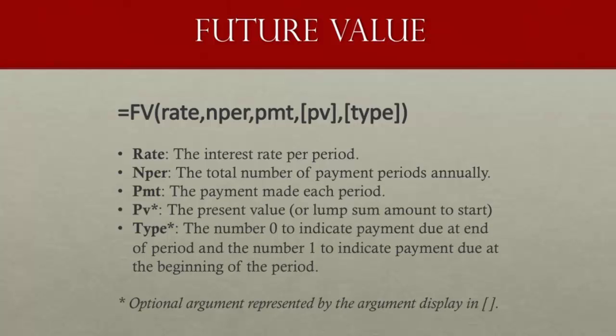PV and type are both optional arguments, but for your own information, PV is the present value or lump sum you want to start with. In our example, we'll start with 0. Type is whether or not you pay at the end or the beginning of a period. In this class, we will not cover these optional arguments.